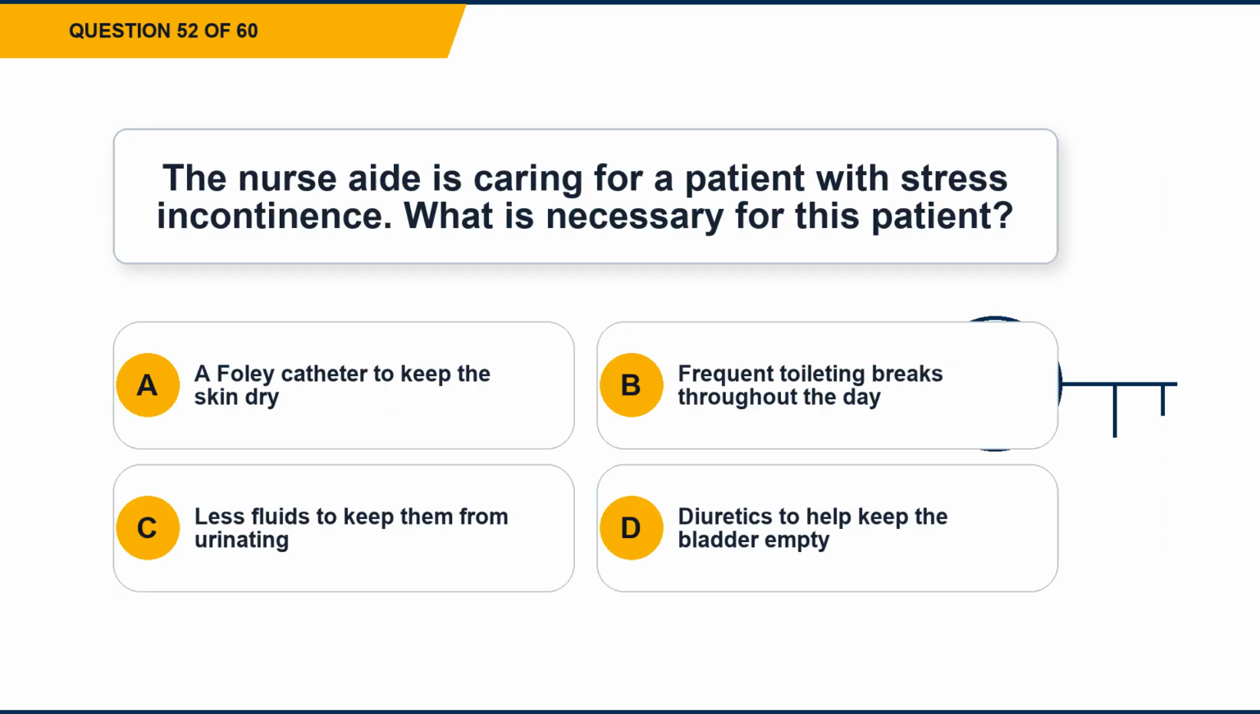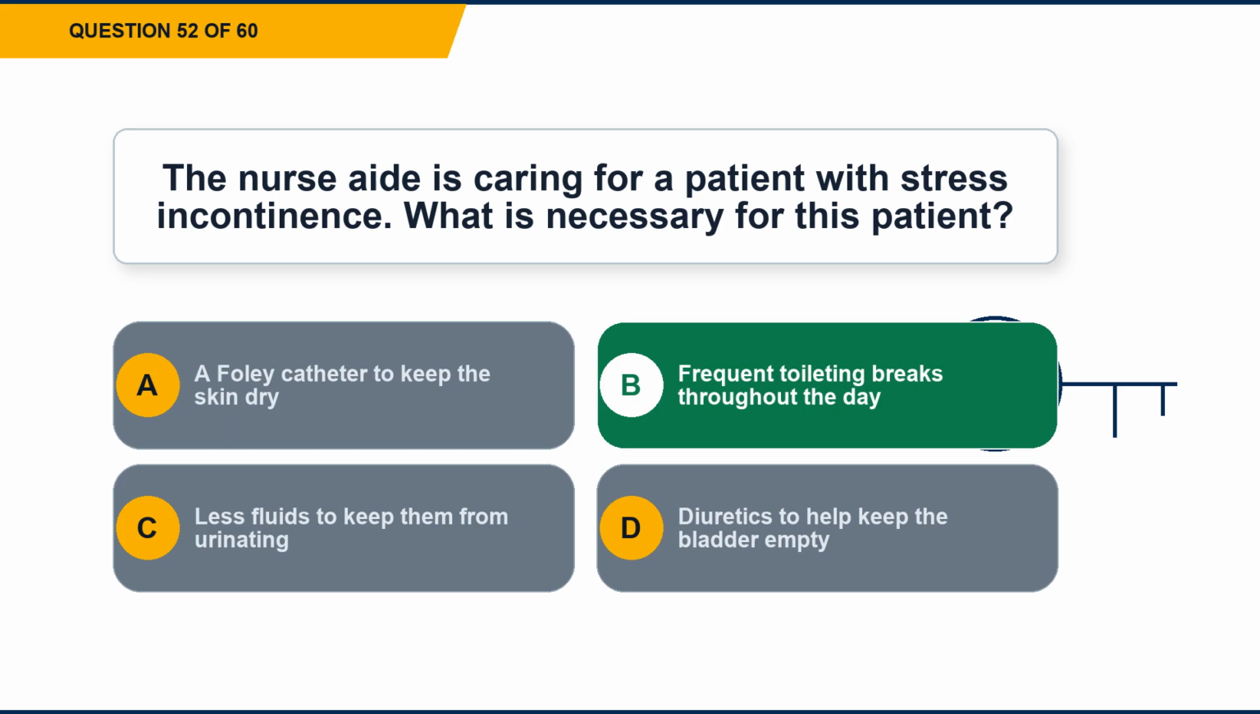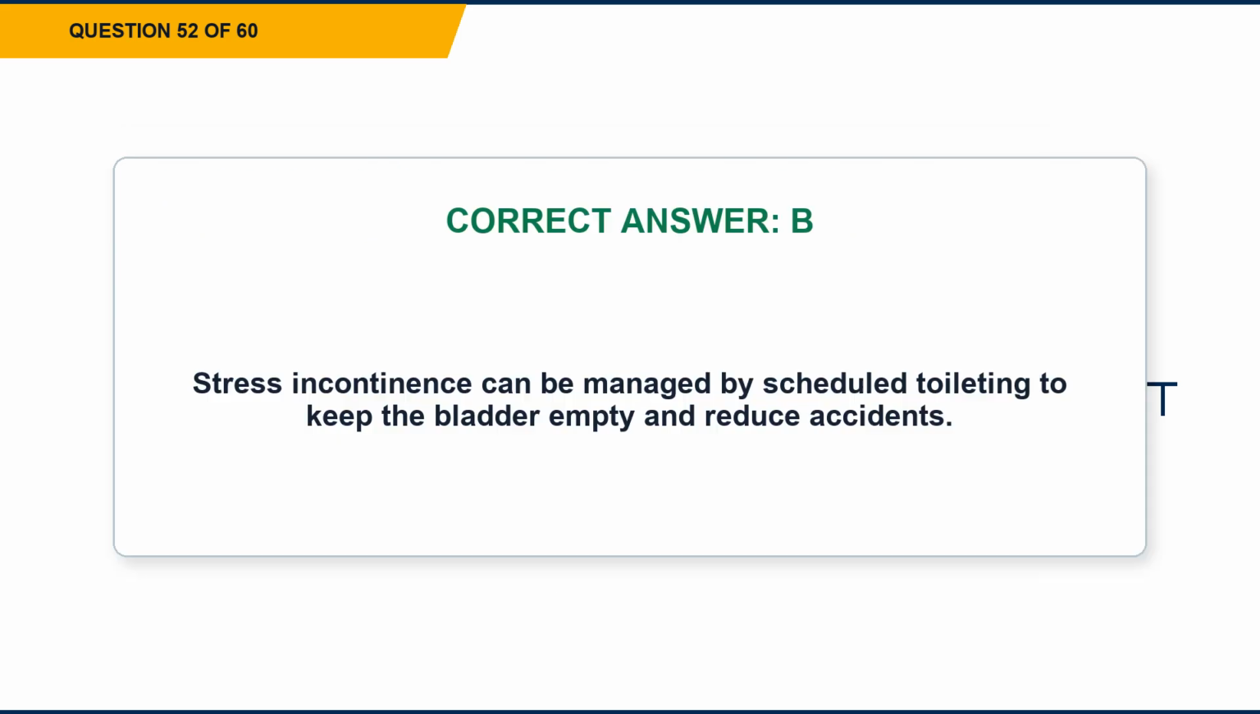Question 52. The nurse aide is caring for a patient with stress incontinence. What is necessary for this patient? Option A, a Foley catheter to keep the skin dry. Option B, frequent toileting breaks throughout the day. Option C, less fluids to keep them from urinating. Option D, diuretics to help keep the bladder empty. The correct answer is option B, frequent toileting breaks throughout the day. Explanation. Stress incontinence can be managed by scheduled toileting to keep the bladder empty and reduce accidents.